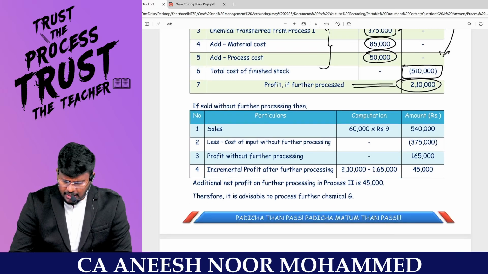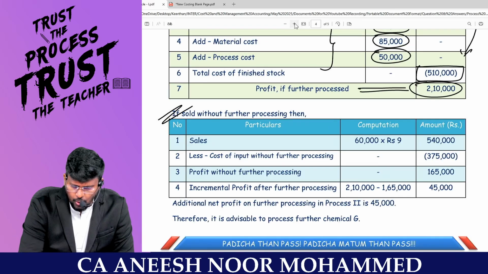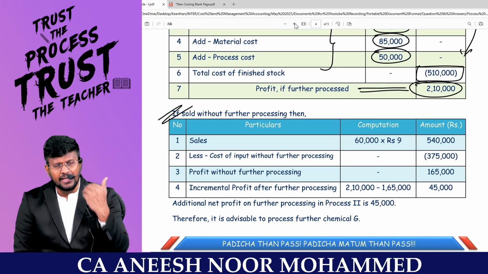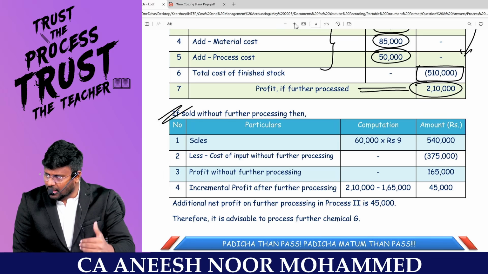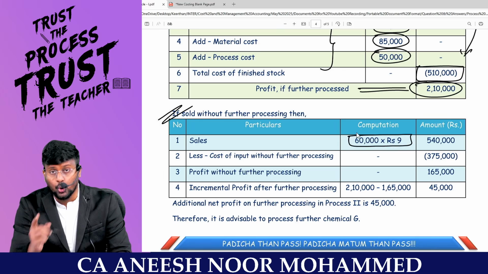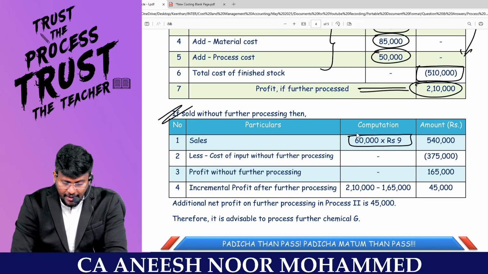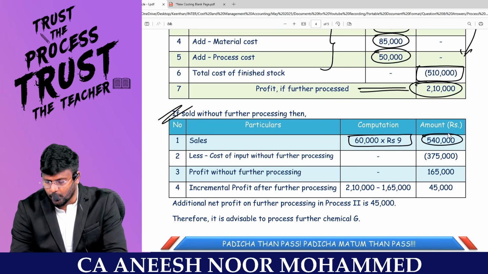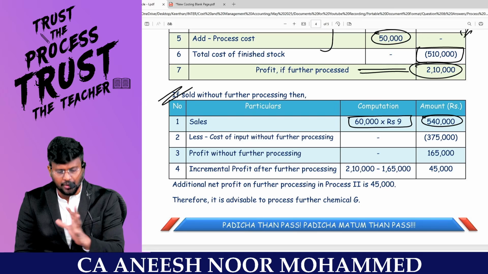But if the company is of the opinion that we don't want to do further processing, we are selling at the split off point, that is after completion of process number 1 itself, still I can sell 60,000 kg, but don't expect 10 rupees selling price. We will be getting only 9 rupees selling price. So your sale price will be 5,40,000.